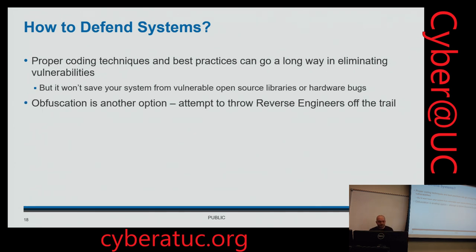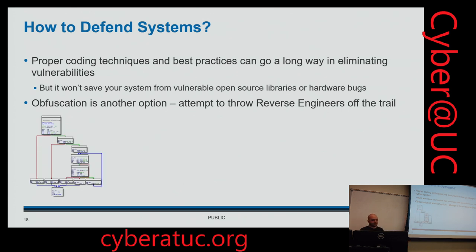Obfuscation is another option. You can attempt to throw a reverse engineer off the trail, so you can make it harder for researchers to do research. And what this looks like is we can take a control flow graph like this. An interesting note is that a couple of years ago, some guys out of Cambridge discovered that the x86 mov instruction was Turing complete. So any program written in any language can be translated into just a series of mov instructions. So we wrote a compiler to do that at Battelle. You can find that on GitHub. When you do that to a program, that's what the control flow graph looks like. That is a lot harder to reverse engineer. You can't pull out any meaning from that at all.